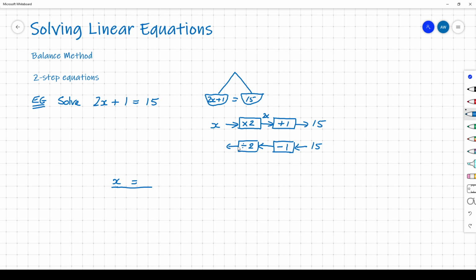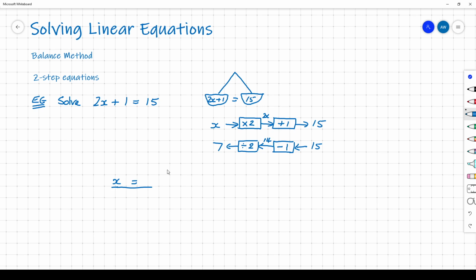You could use that if you wanted to solve it, but I want to get you quite efficient at using this balance method, because when the equations become more complex, then using the balance method over here is going to be more efficient. But you could use this function machine method to solve a basic two-step equation, because we've got 15, take away 1, that'll be 14. Divide by 2 is of course 7. So x is equal to 7.